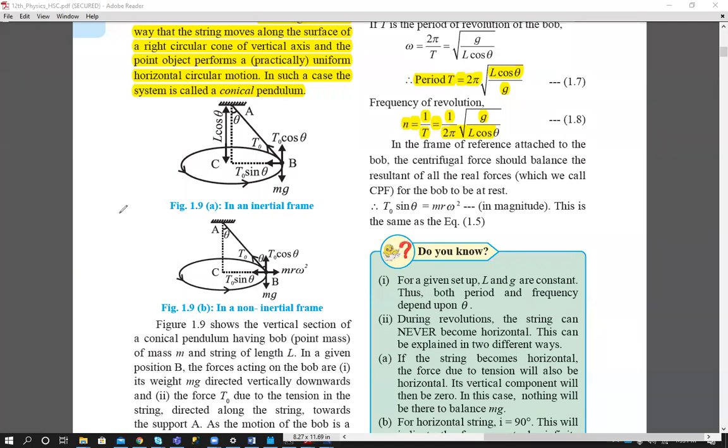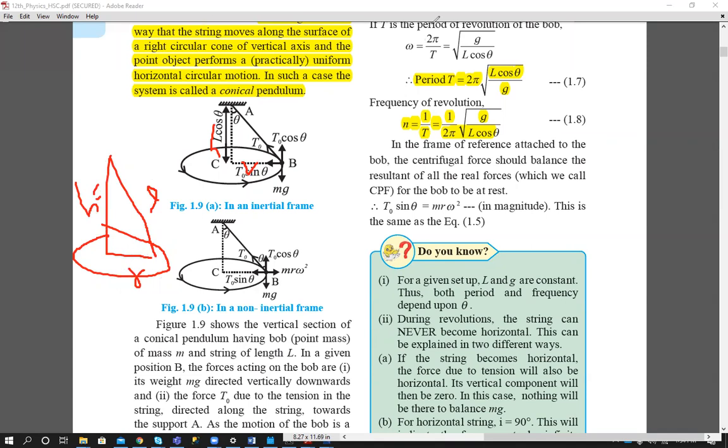Let me again, this is your height, h, hypotenuse is L, and base is your radius, as it is completely forming a circle, right? This is your R, and this is your H. H is equal to L cos theta, R equal to what? L sin theta. Or you can say that L square equal to, by Pythagoras, L square equal to H square plus R square.